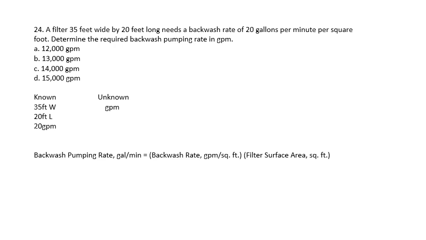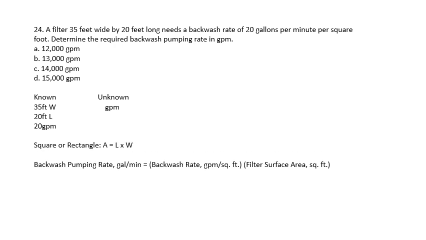So the backwashing pumping rate, gallons per minute, is equal to the backwash rate, gallons per minute per square foot, times the filter surface area, square foot. The area of a rectangle is length times width. So 35 times 20 gives you 700 square feet. Plug all your information into your formula: 20 gallons per minute per square foot times 700 square feet. That's going to give you an answer of 14,000 gallons per minute.